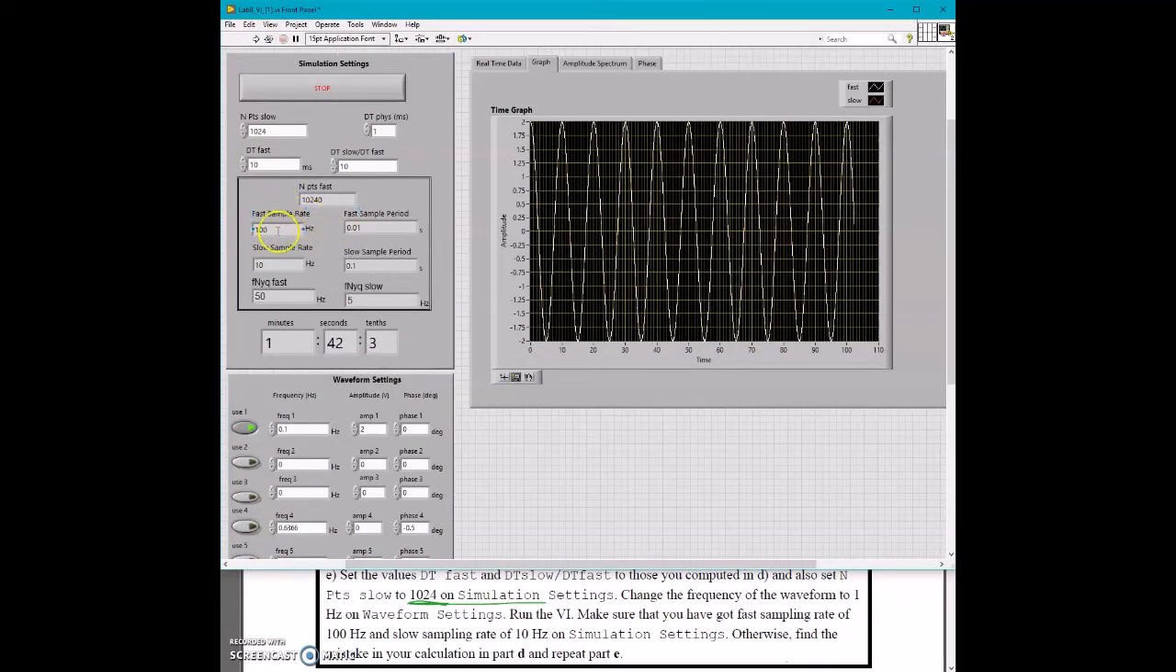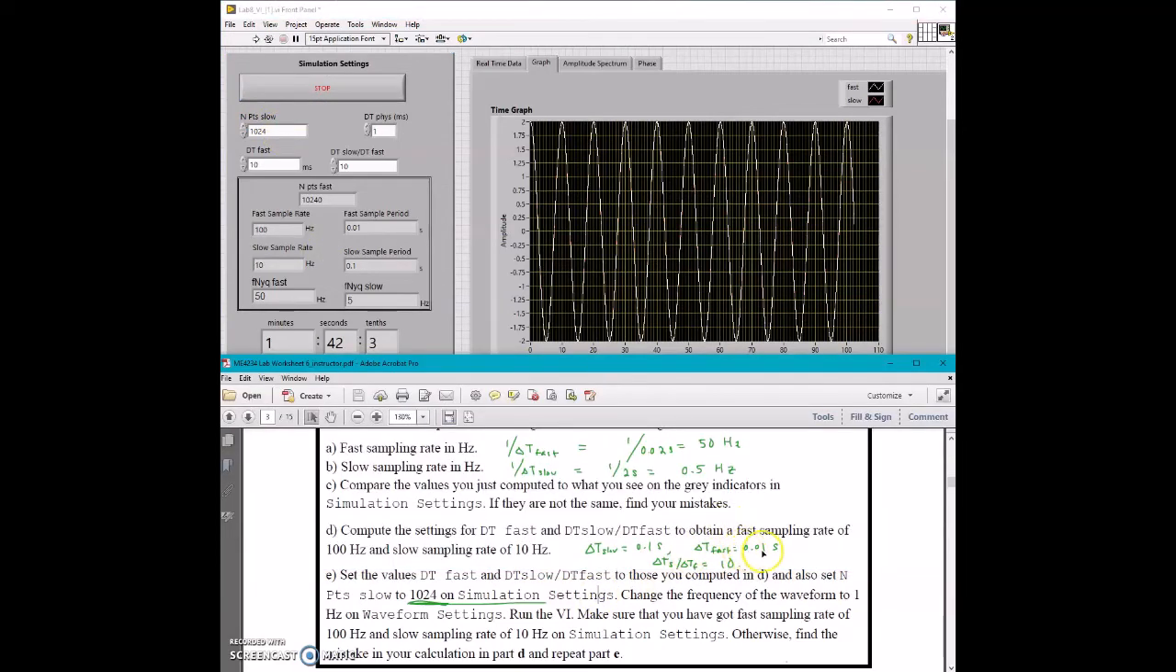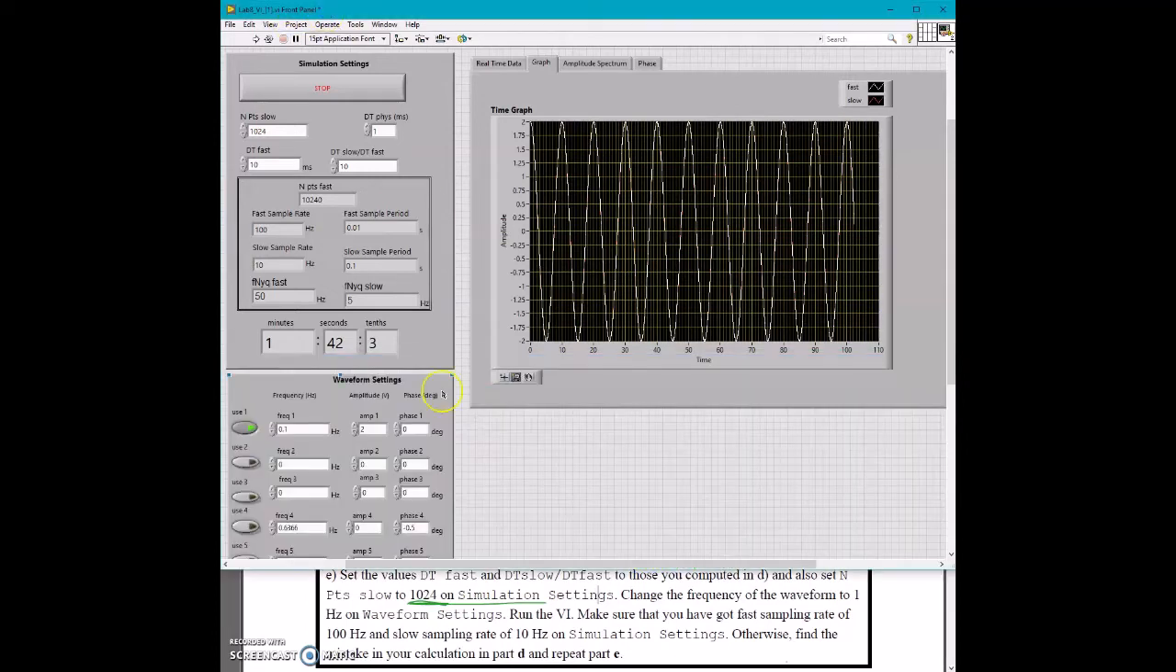Look, fast sample rate is 100 hertz and slow is 10 hertz, the way I want it. It took about 1,000 data points when taken every 0.01 seconds. That is 10 seconds, right? It's about 10 seconds of data. No, I mean 100 seconds of data, because this DT slow is 0.1. 0.1 times 1,000 is about 100 seconds. Okay, so that's why you have 1 minute and 42 seconds that have passed.